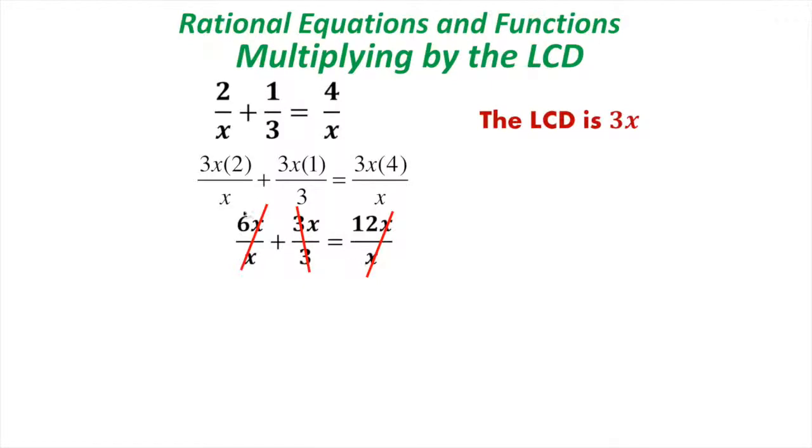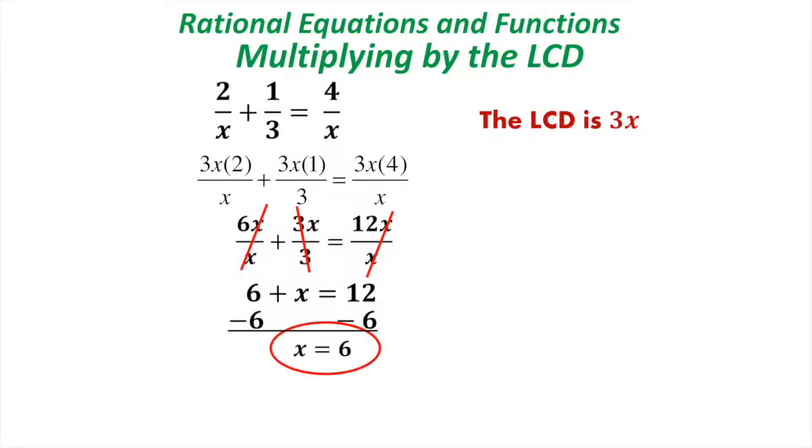Now let's see what we have left. I've got a 6 here. I've got an x here and a 12. So let's write what we have left. 6 plus x equals 12. I've gotten rid of all my fractions. It's a very easy one-step equation. I subtract 6 from both sides. I end up with x equals 6.